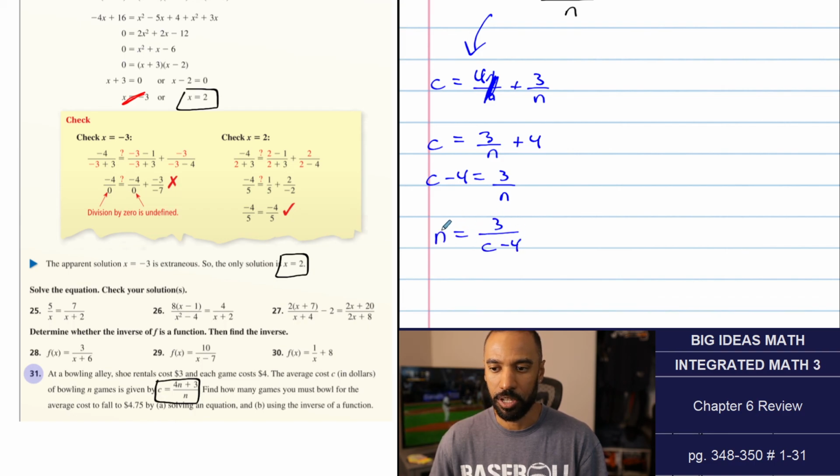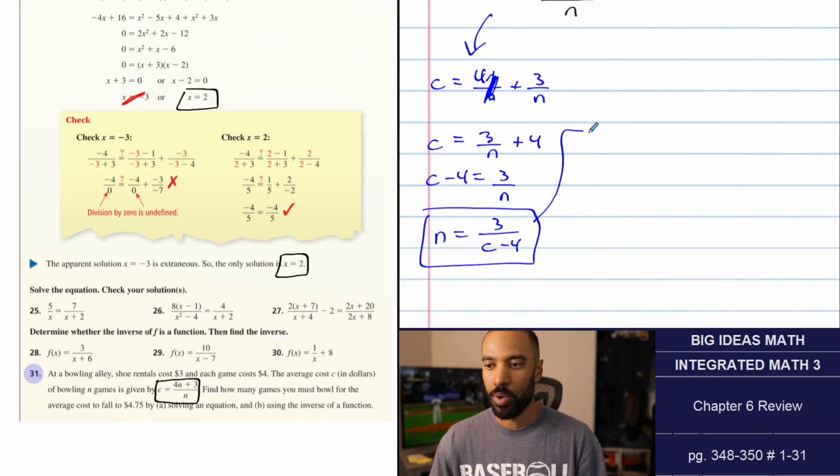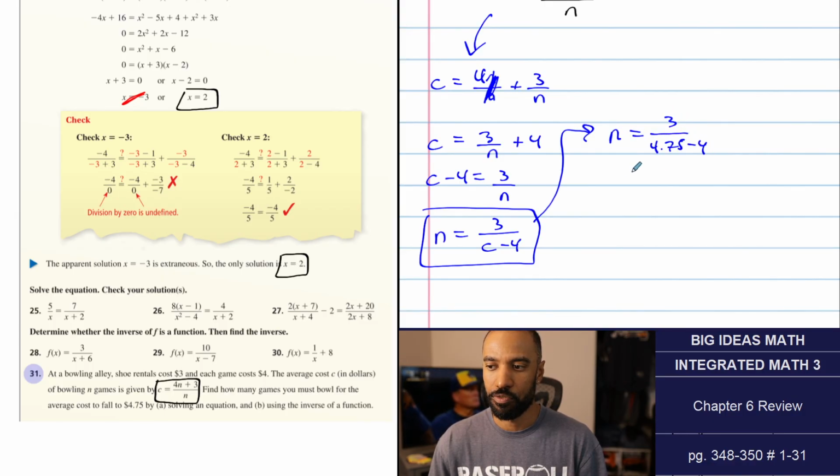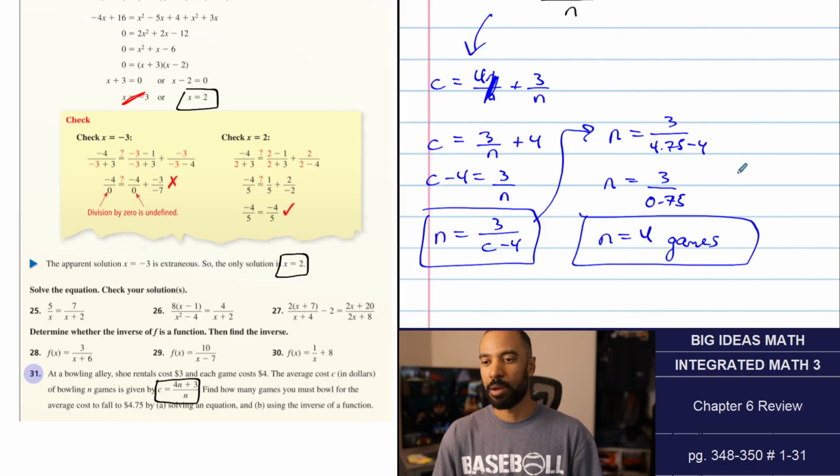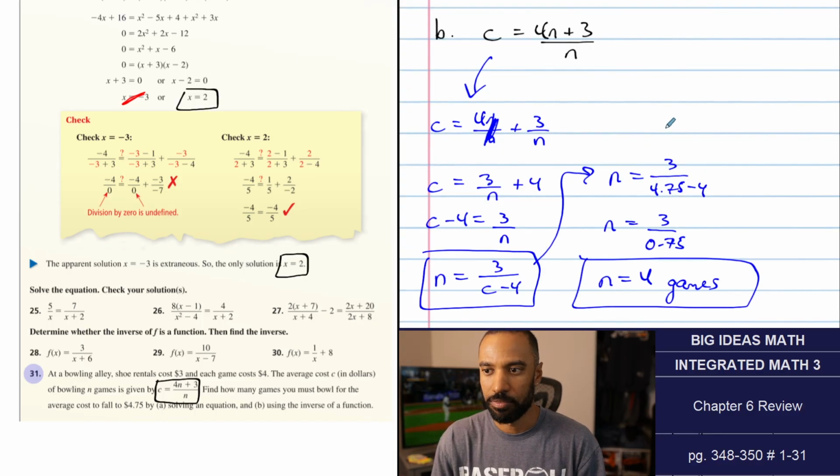And this is fine. This is actually a pretty good equation to work off. Now, based off this, that's not the answer, but based off this equation, we can then substitute 4.75 for c. So you get n equals 3 over 4.75 minus 4, or n is 3 over 0.75. We kind of saw that before, and that would be 4 games. 4 games. So that's one way of doing it there, getting n by itself, and by taking that inverse and getting n by itself.